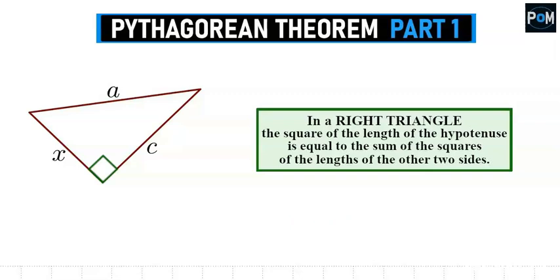In a right triangle, the square of the length of the hypotenuse is equal to the sum of the squares of the lengths of the other two sides. That's what the Pythagorean Theorem says, but you don't necessarily need to know it. What you need is to be able to use it.